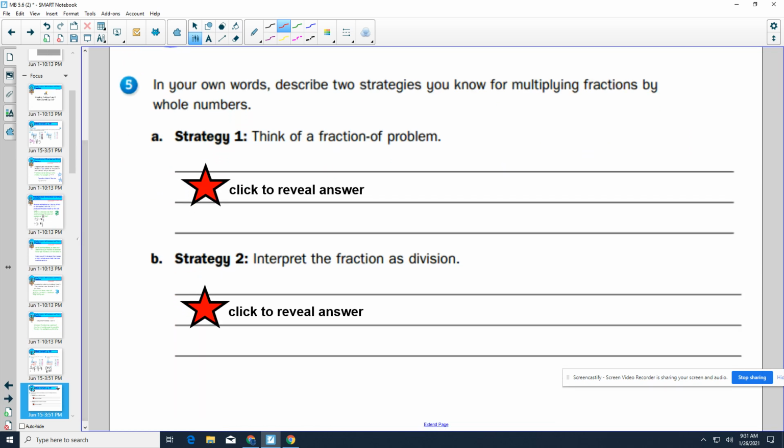So you're going to go through in your own words, describe 2 strategies you know for multiplying fractions by whole numbers. So think about the strategies you know, so you can use numbers and words, combine those 2. Give an example of how you would use that strategy. So take a moment, pause the video.